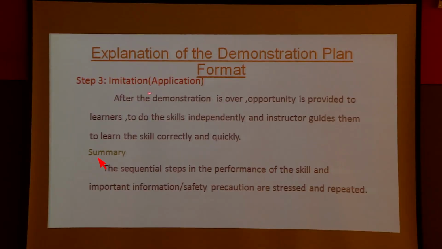So, after the imitation, we have to make the learners do the skill or practice the skill immediately. Along with step 3, summary. The sequential steps, whatever we explained, have to be repeated or summarized according to the objectives.